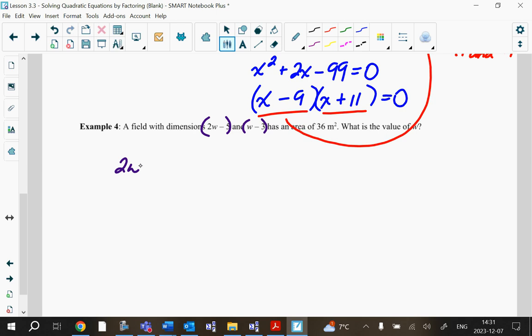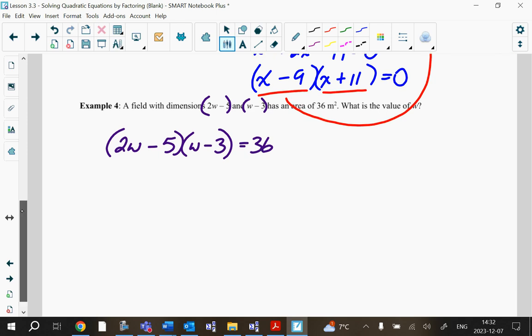2W minus 5 times W minus 3 must equal 36. I have to solve that equation. Notice you can't jump to the 2W minus 5 equals 0 and W minus 3 equals 0, because we don't have 0 on this side. We got to multiply this through. We got to bring this over, and then we got to factor. So we got some work to do.